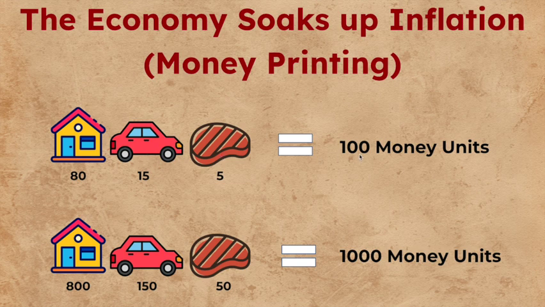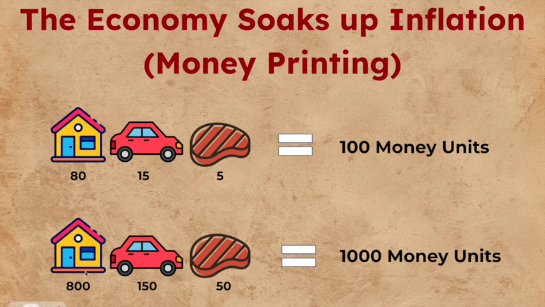And then there is 100 money units. So, a house would be 80 money units. A car would be 15 money units. A steak would be 5 money units. And then economy B has 1,000 money units.